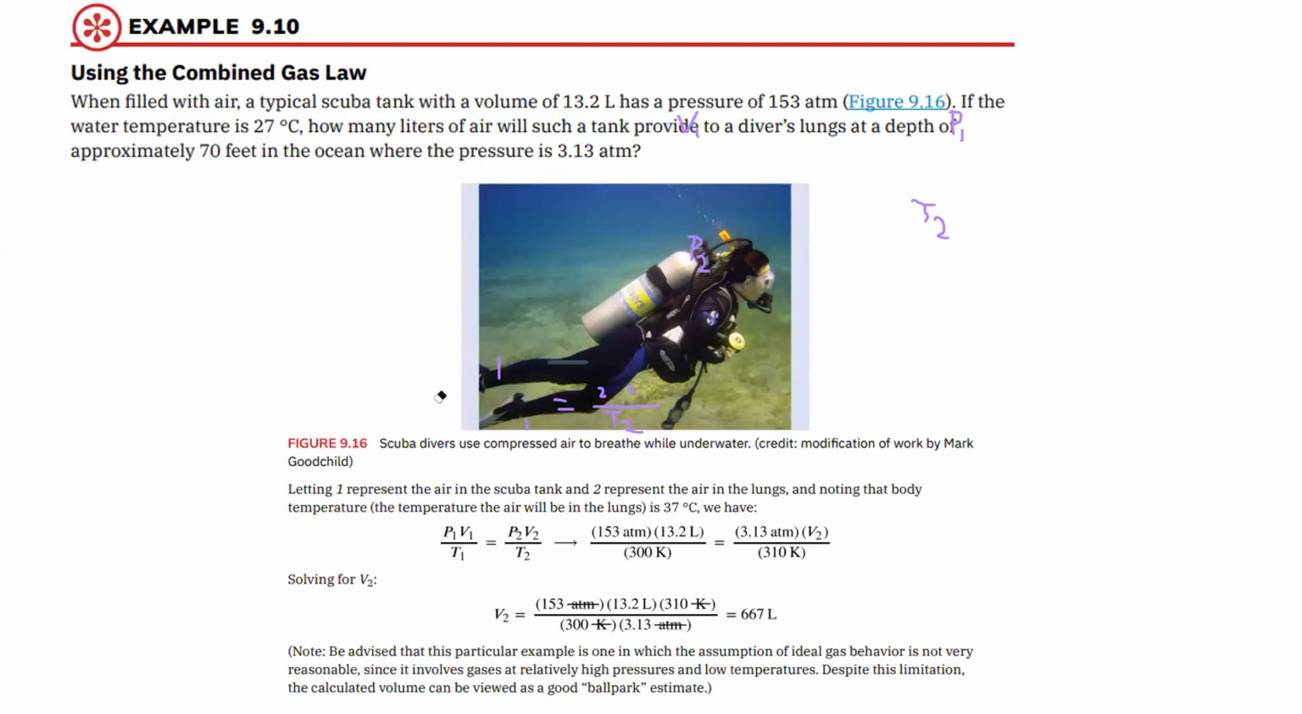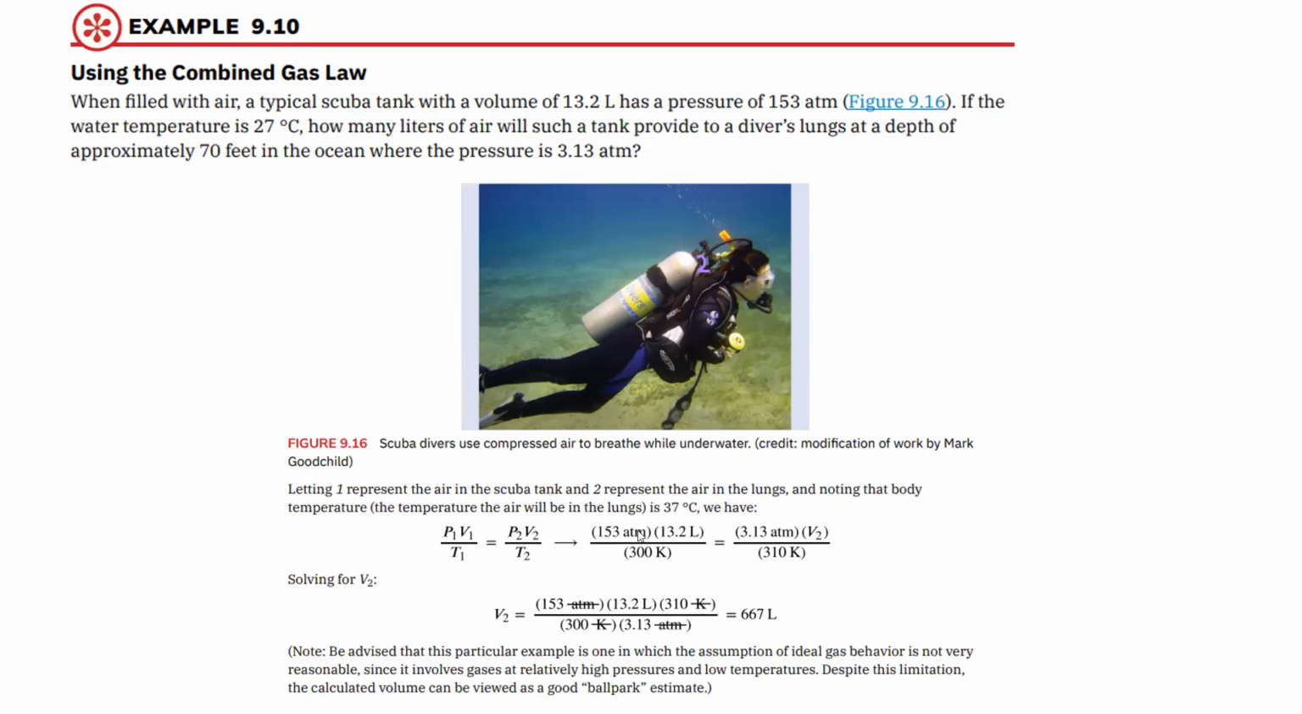So when we look at this, let me erase it here. It tells us letting 1 represent the air in the scuba tank and 2 represent the air in the lungs. So that's going to be like P1, V1. That 1 is going to be the air in the tank. 2 will be the air in the lungs. And noting that the body temperature is 37 degrees C. So that's, like I was saying, the piece that looks like we're missing.